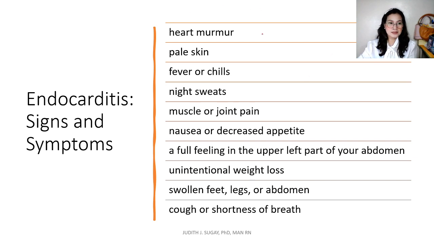So, what are its signs and symptoms? There's an extra heart sound, a heart murmur. The skin turns pale, and there is fever or chills or night sweats, and muscle or joint pain, nausea or decreased appetite. There's also a feeling of fullness in the upper left part of the abdomen. Because of these, there is unintentional weight loss. Swollen feet, legs, or abdomen is also observed, and there's cough or shortness of breath.